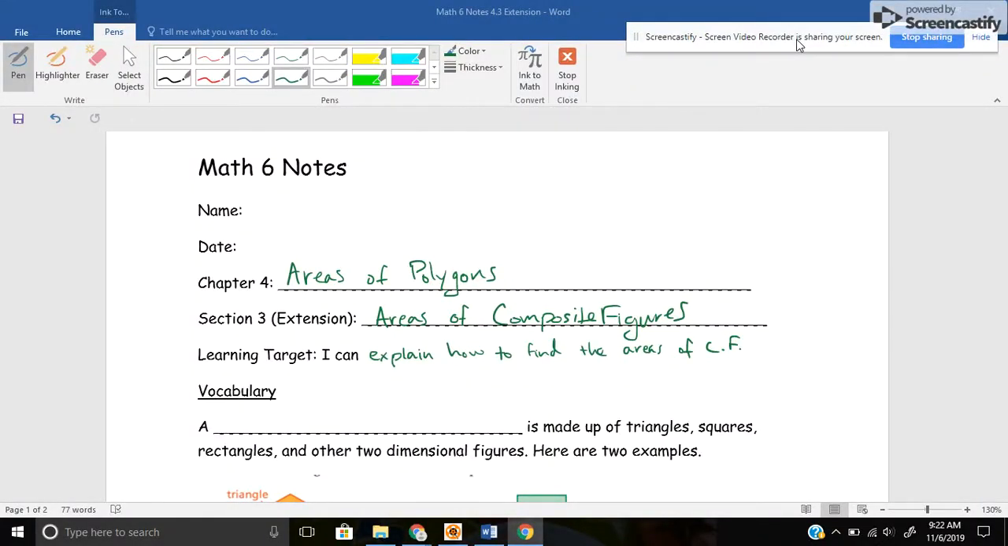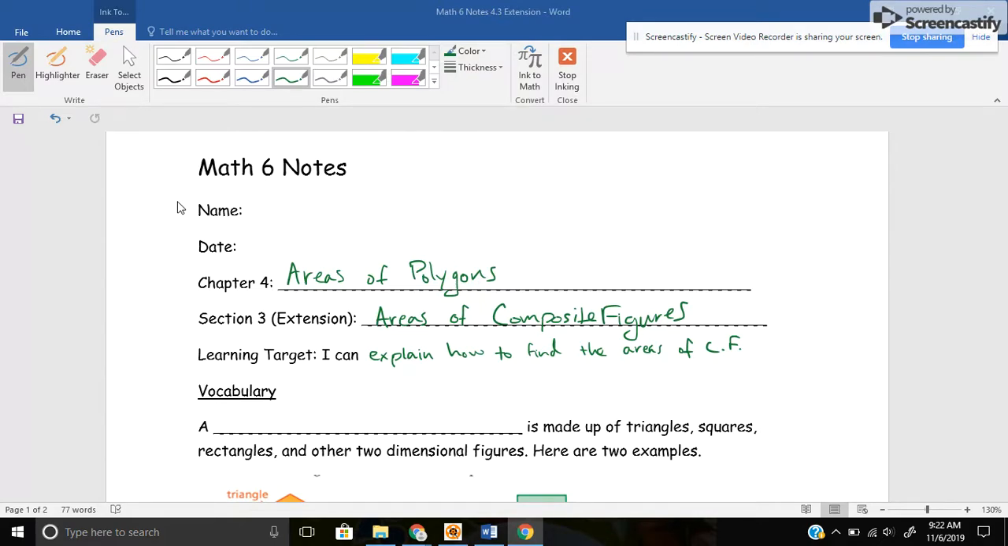Okay, hello everyone, and welcome to 4.3. Today we'll be discussing areas of composite figures. Okay, so please put down your chapter section and learning target at this time now, as well as name and date your notes. We're going to start off today with a little bit of vocabulary.